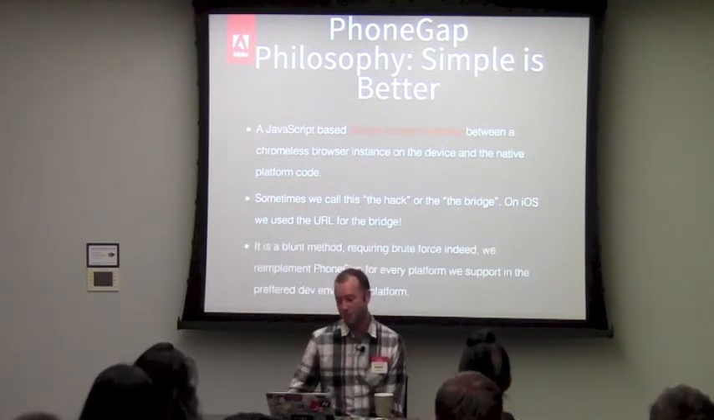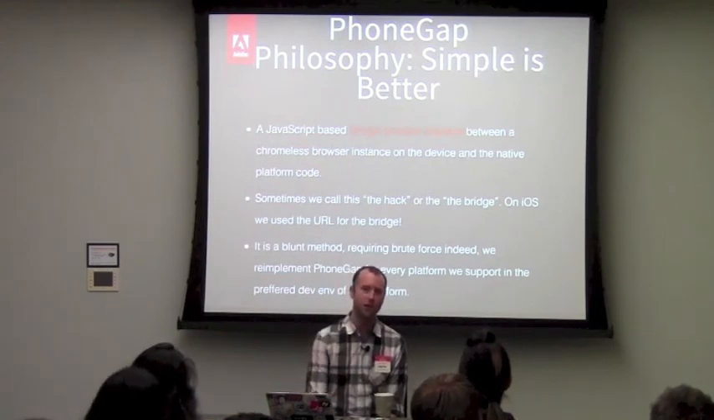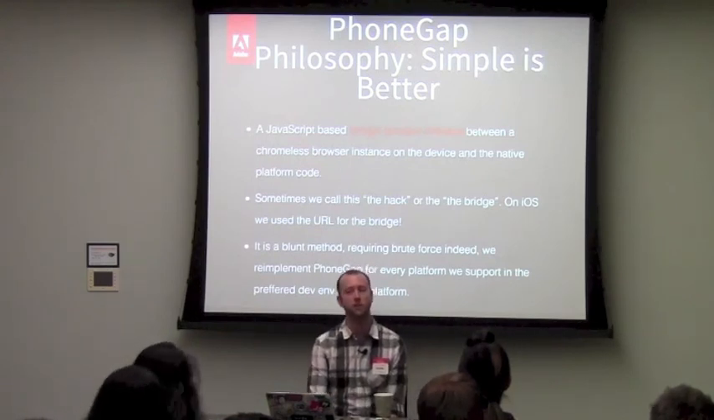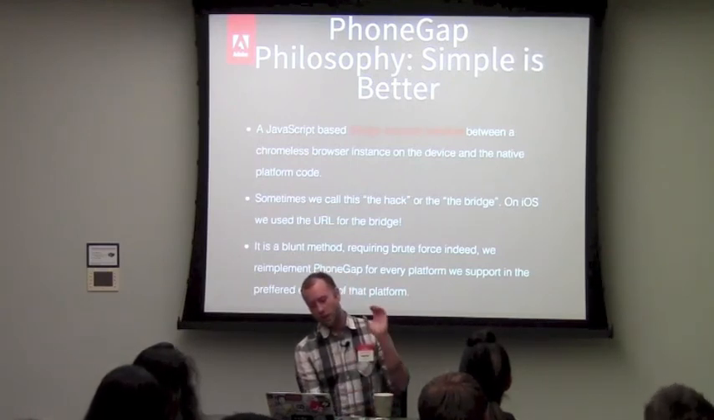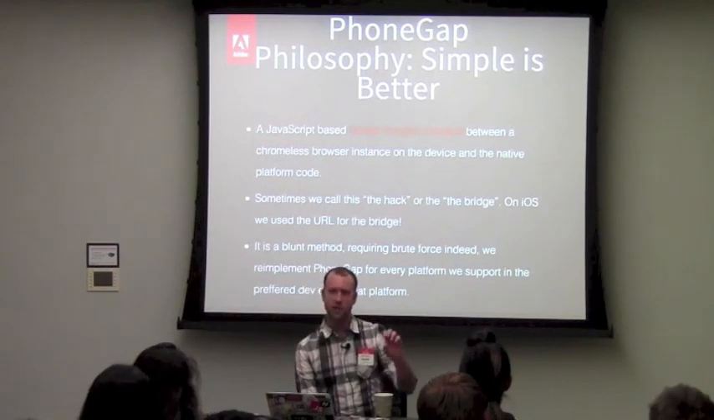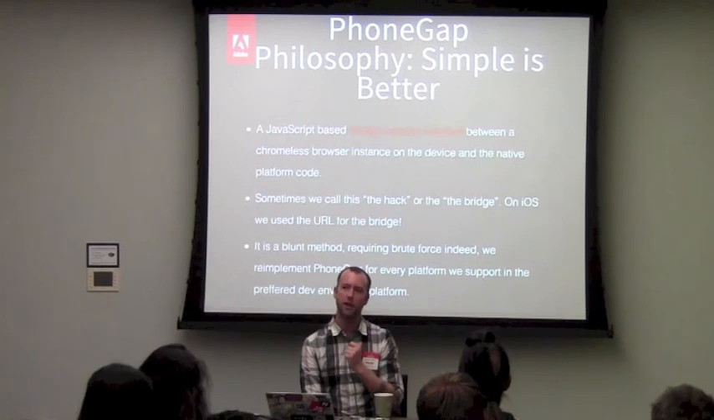And in iOS, we use the URL. We still do today. So it's a blunt method. We have our own protocol handler in iOS. If you're familiar with it, there's something called NSURLProtocol. We trap every call to gap://. We parse it. We do some stuff in native, and then we call back a callback ID with some JSON on the other side back in the web view.